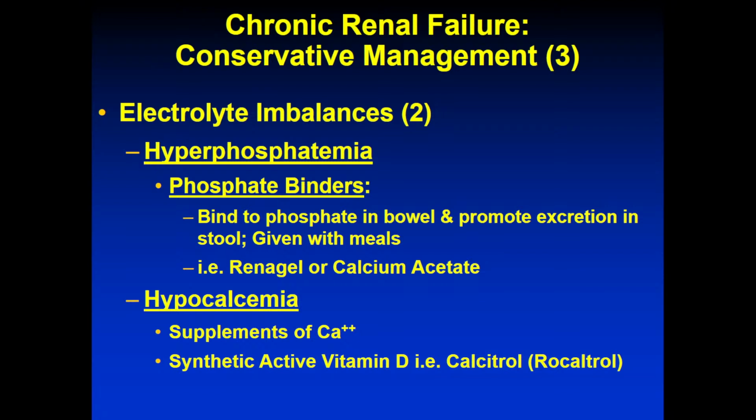Well, how to control hyperphosphatemia? We have to use phosphate binders. These binders bind to phosphate in the bowel and promote excretion in stool. It should be given with meals. The particular names are renal gel or calcium acetate. How to control hypocalcemia? We have to add supplements of calcium and synthetic active vitamin D, like calcitriol, and so on.